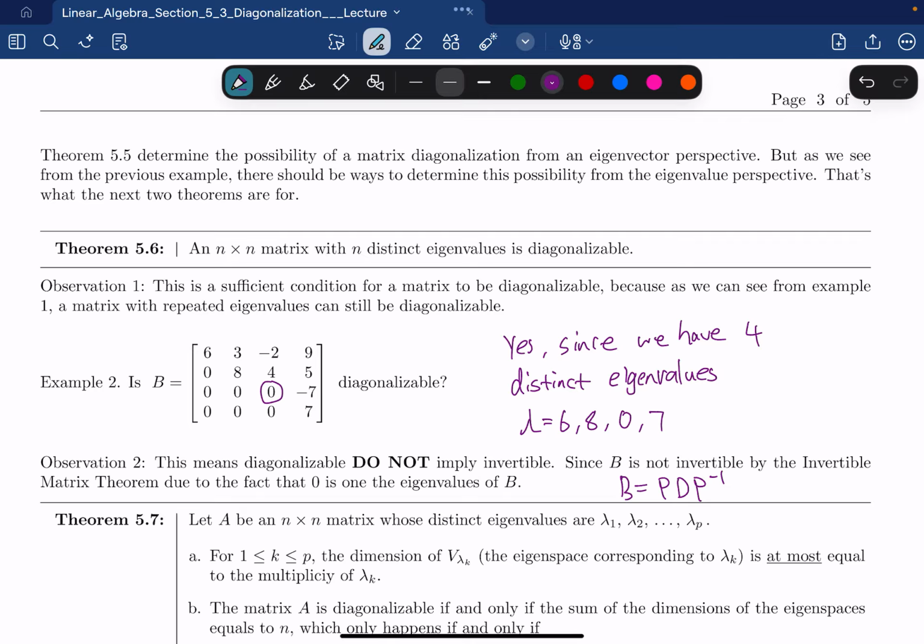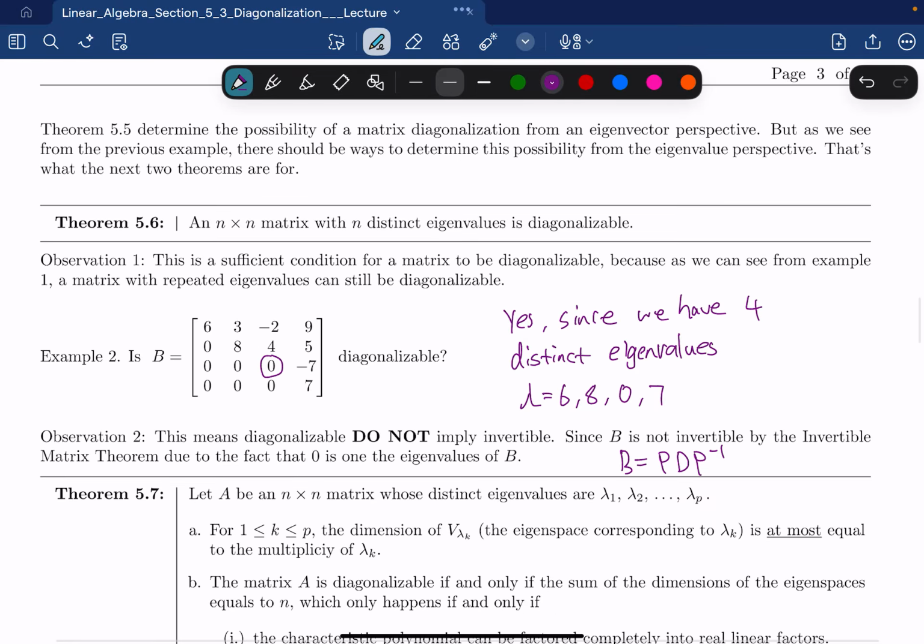Of course, the diagonal matrix D will also have a 0 on its main diagonal, which means the determinant of D is equal to 0, hence non-invertible. So just be a little bit careful. That implication might seem true at first, but it is not, as that example shows. Diagonalizable does not imply invertible.